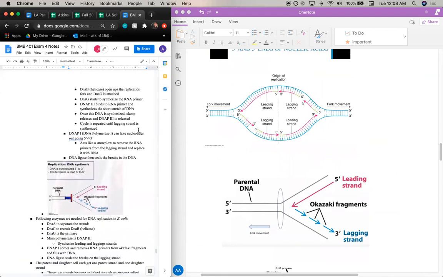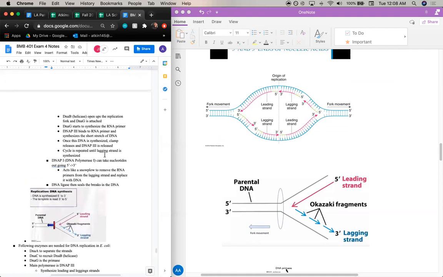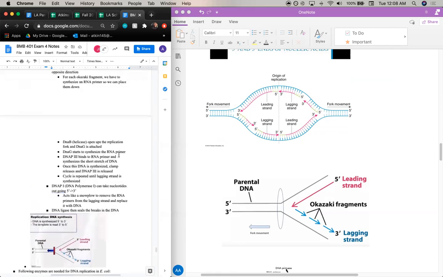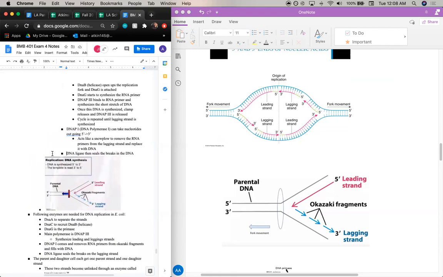Okay, cool. So then DNA polymerase 1, not 3, can take nucleotides out going 5' to 3'. So it kind of acts like a snowplow to remove all these leftover RNA primers from the lagging strand and replace them with DNA. Cool. And then after that, DNA ligase is able to seal the breaks in the DNA. Awesome.